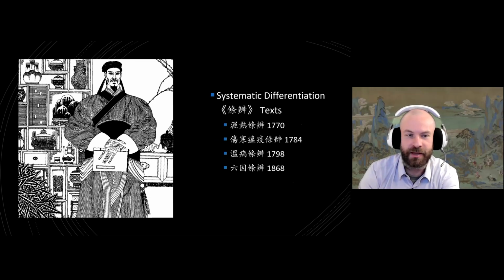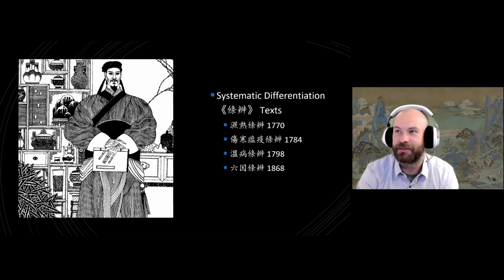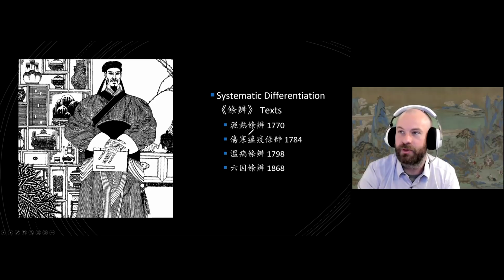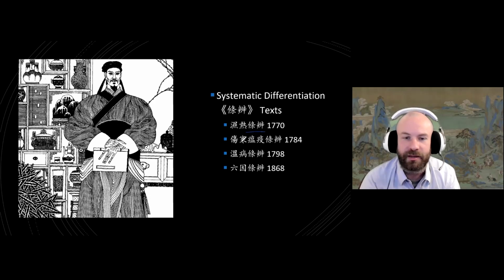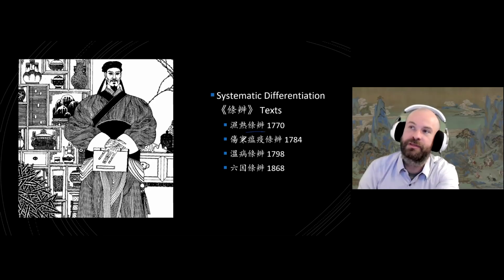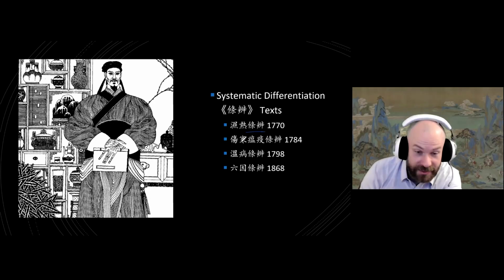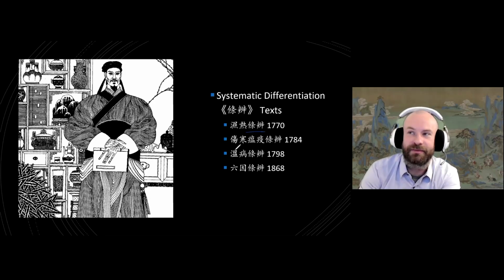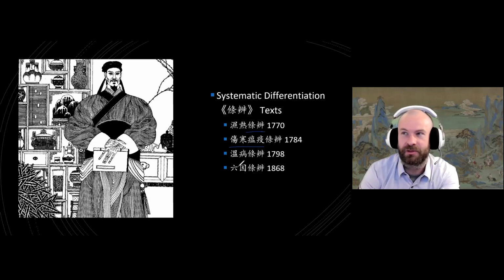Now, if we have a look here, we can see that there were quite a few different texts that use the title Tiaobian. One of the most famous ones was the Shura Tiaobian, which is the systematic differentiation of damp heat. A little after that, you have the systematic differentiation of Shanghan and Wenyi, so cold damage and something like warm epidemic or warm pestilence, however you want to translate that.